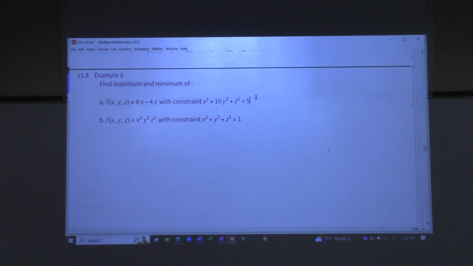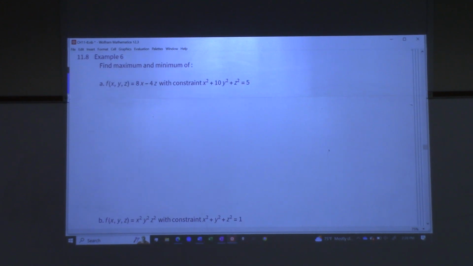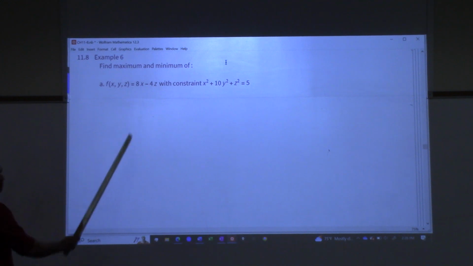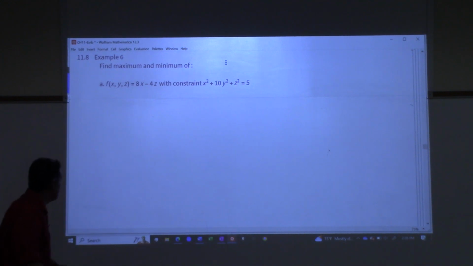Let's try this one. We have 10 minutes. Let's see if we can get through this one. This is a pretty clean one, I think, because look at the f of x, y, z. Yeah, it's a pretty simple equation. So let's at least see if we can set this one up properly.